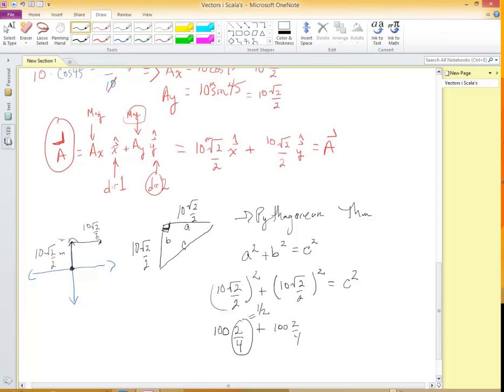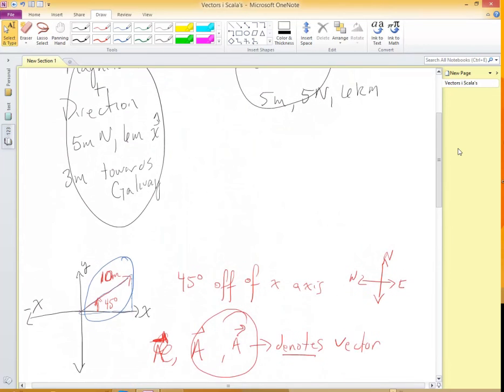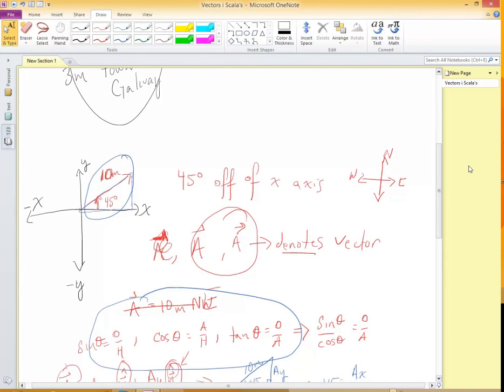But 2 over 4 is just 1/2. 1/2 of 100 is 50. 50 plus 50 equals 100. So that equals c squared. So c must equal 10. It could also equal minus 10, but we'll just take 10. So what we've done is we've actually proven, backwards, kind of, what we know all the way up here.